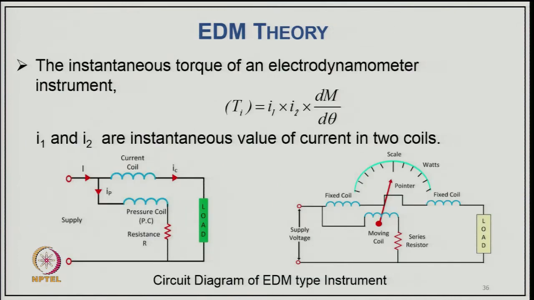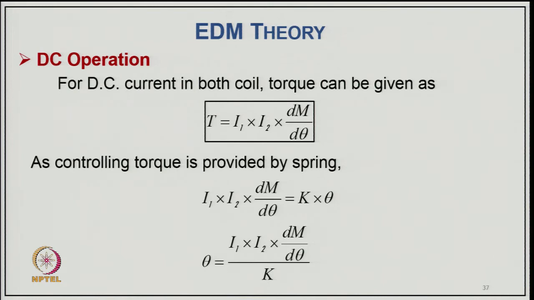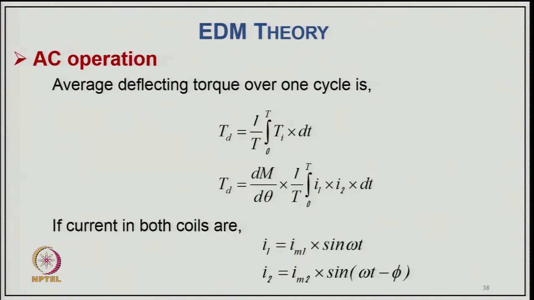So, the instantaneous torque of an electrodynamic instrument is Ti equal to I1 into I2 into dM upon d theta, where I1 and I2 are the instantaneous values of current in the two coils as shown in the figure. For DC operation, with DC current in both coils, the torque is T equal to I1 I2 into dM upon d theta, and the controlling torque is provided by the spring. So, I1 I2 dM upon d theta equal to k into theta, or theta equal to I1 I2 into dM upon d theta divided by k.